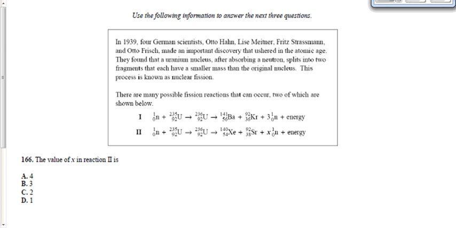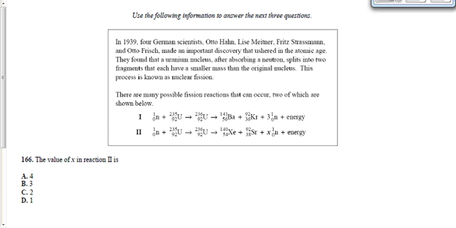All right, what do we got here? It says, in 1939, 4 German scientists, Otto Hahn, Lise Meitner, Frank Strassmann, and Otto Fisch made an important discovery that ushered in the atomic age. They found that the uranium nucleus, after absorbing a neutron, splits into 2 fragments that each have a smaller mass than the original nucleus. Mass defect, right? This process is known as nuclear fission. And here's a couple of different possible fission reactions here.